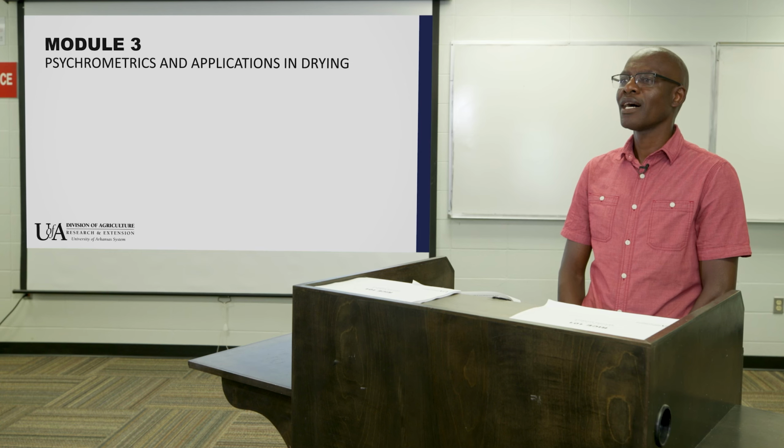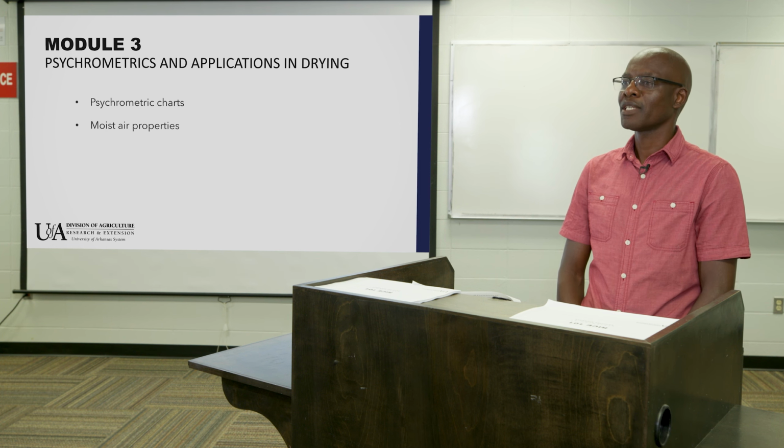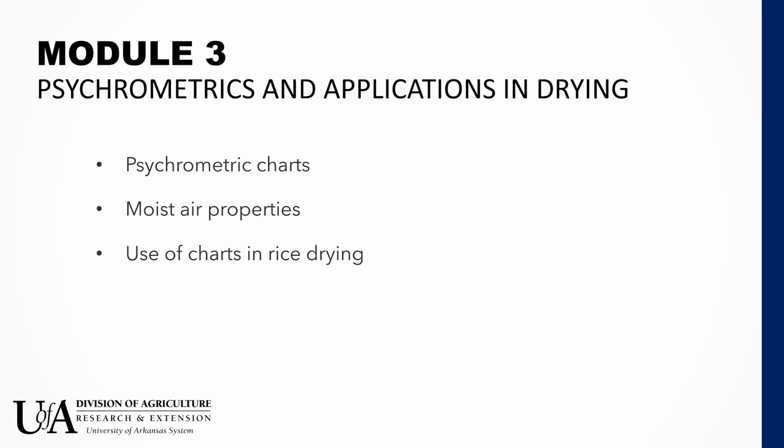In this module number 3, we want to look at some of the concepts of psychrometrics and how we can apply that particularly in rice drying. Some of the things that we are going to go through include understanding what psychrometric charts are, understanding some of the moist air properties that are found in psychrometric charts, and then going through a few problems here and there to see how we can use psychrometrics in combination with some of the concepts that we have learned to do some drying calculations for rice.